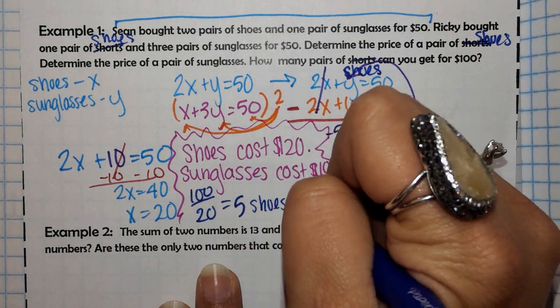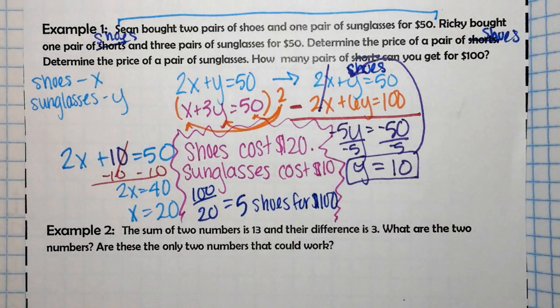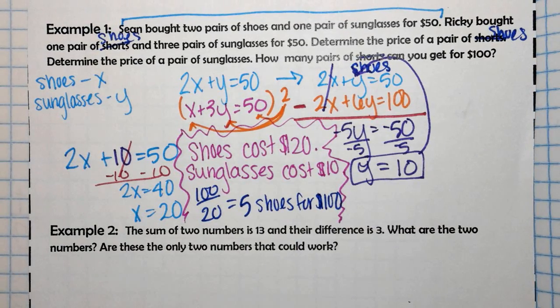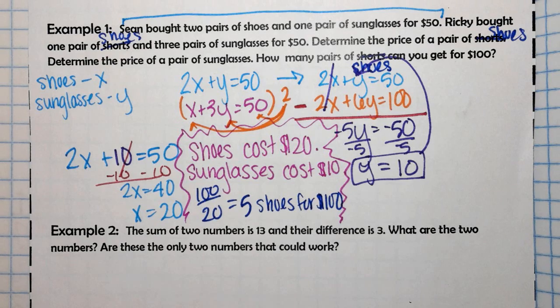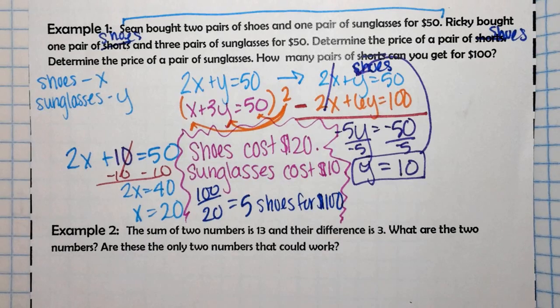What is it asking us? It's asking us for shoes, right? And how much do shoes cost? $20. So if each pair of shoes costs $20 and you're trying to spend $100, you just divide. Does everybody understand?